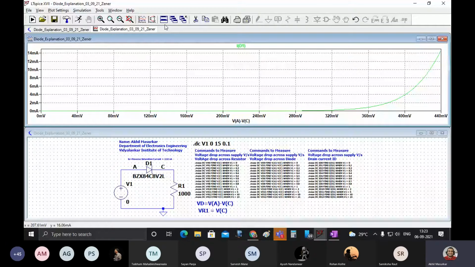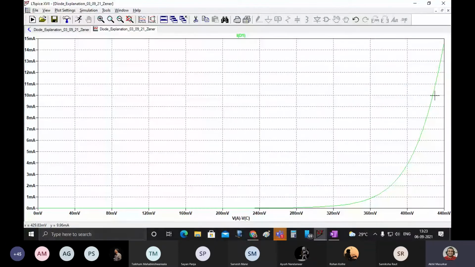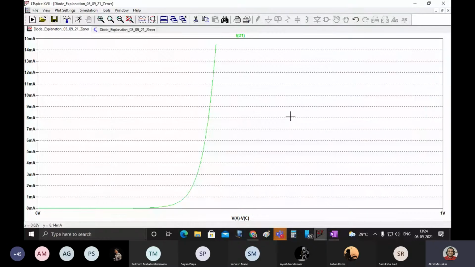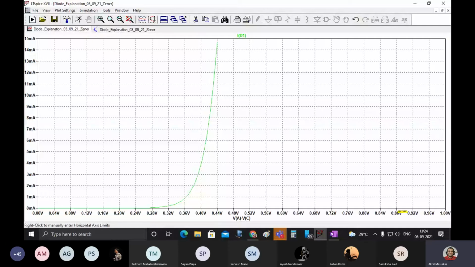So do you agree that the forward characteristic is something similar to that of a normal diode? We can change this to maybe 1000 millivolts. We can always do this. Okay, you can see this. This is the characteristic of the Zener diode.